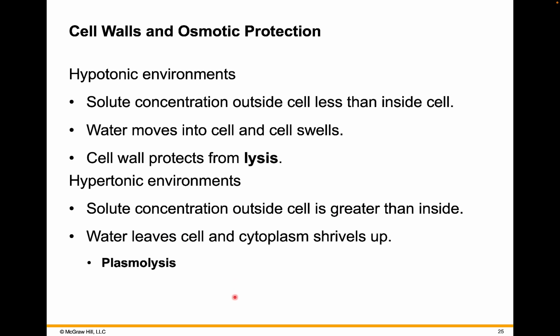So the cell walls actually do help in osmotic protection. In a hypotonic environment, when the solute concentration outside the cell is less than inside, water moves into the cell and the cell will swell and lyse. The cell wall protects it from this. On the other hand, in a hypertonic environment, where the solute concentration outside the cell is greater than inside, water leaves the cell and the cytoplasm will shrivel up. This is known as plasmolysis.